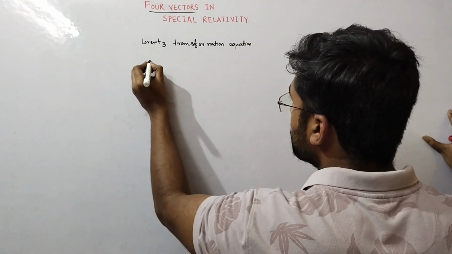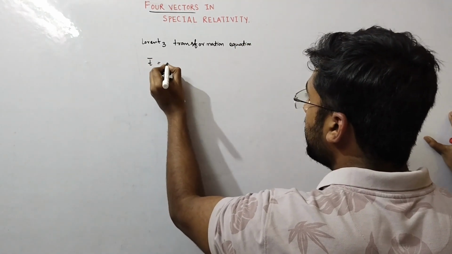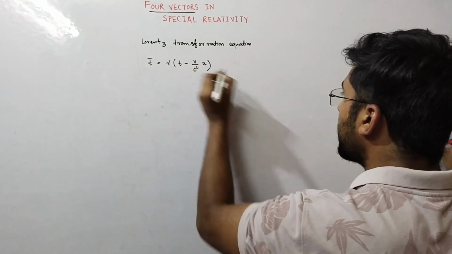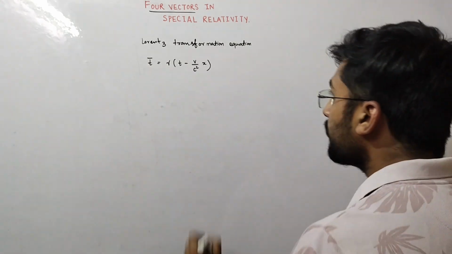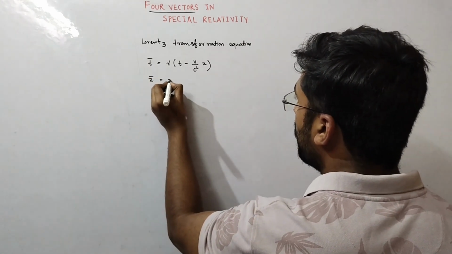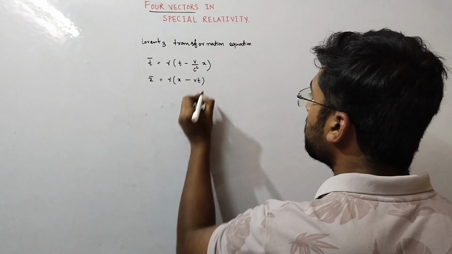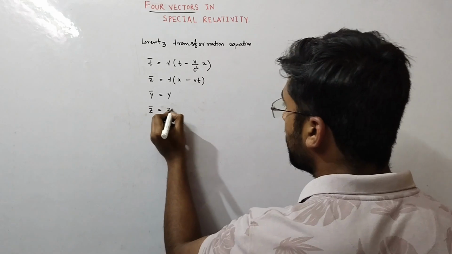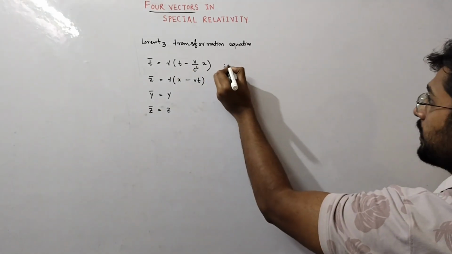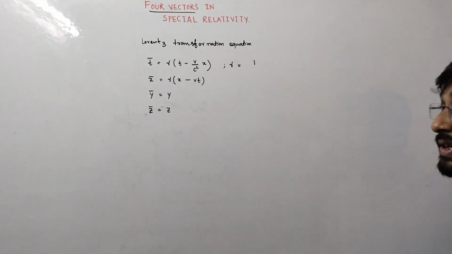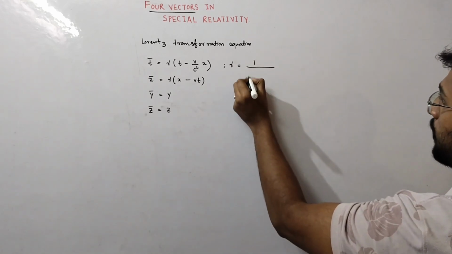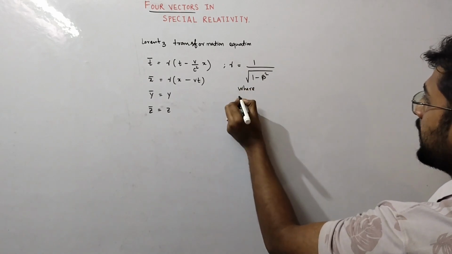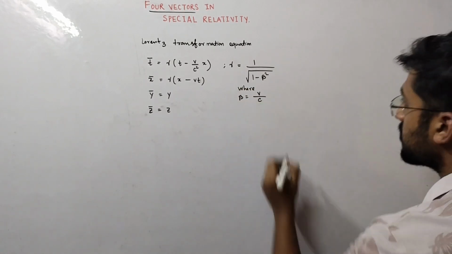So first of all, let me write it as t bar will be gamma multiplied by t minus v upon c square into x. This is the equation for time. Then we have x bar equal to gamma times x minus vt. Then we have y bar equal to y and z bar equal to z. Now what is the meaning of it? So you see students, gamma is nothing but the Lorentz factor, which is nothing but 1 upon under root 1 minus beta square, where beta is nothing but v upon c, right?